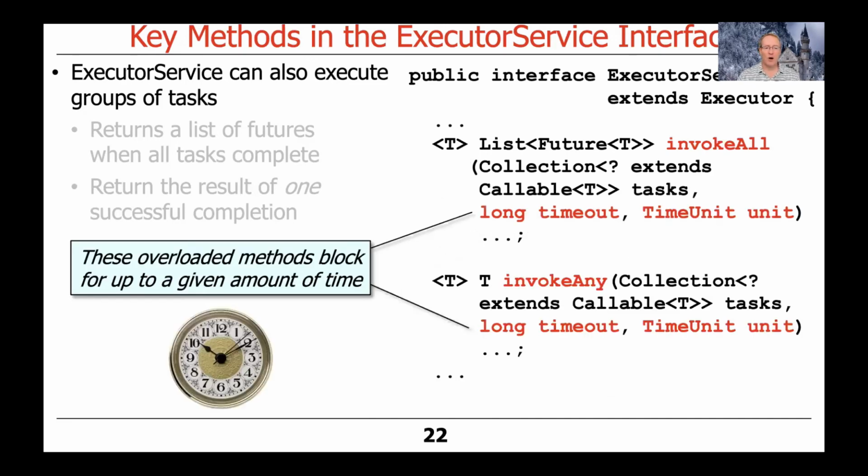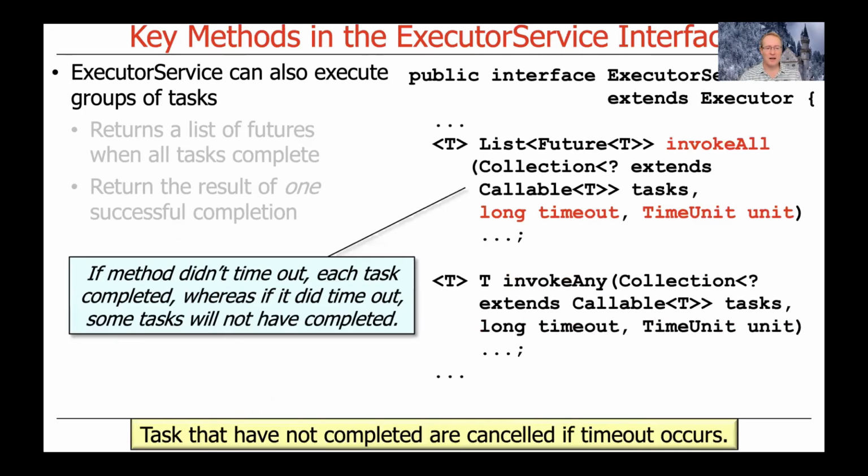There are also overloaded versions of invokeAll and invokeAny that can be given a timeout. So it says, wait for this amount of time for the computations to finish, and either you get them all, or you get any, and if that time period elapses, then return. And of course, you'll find out what the results are when things come back.